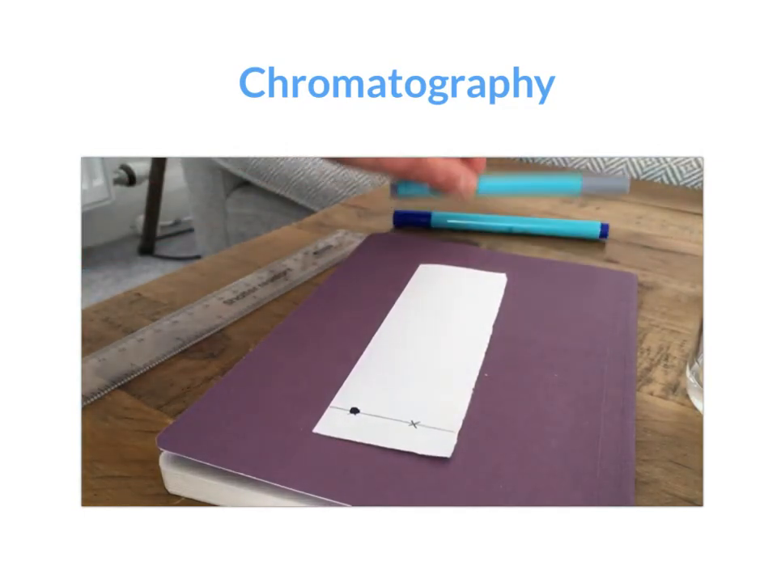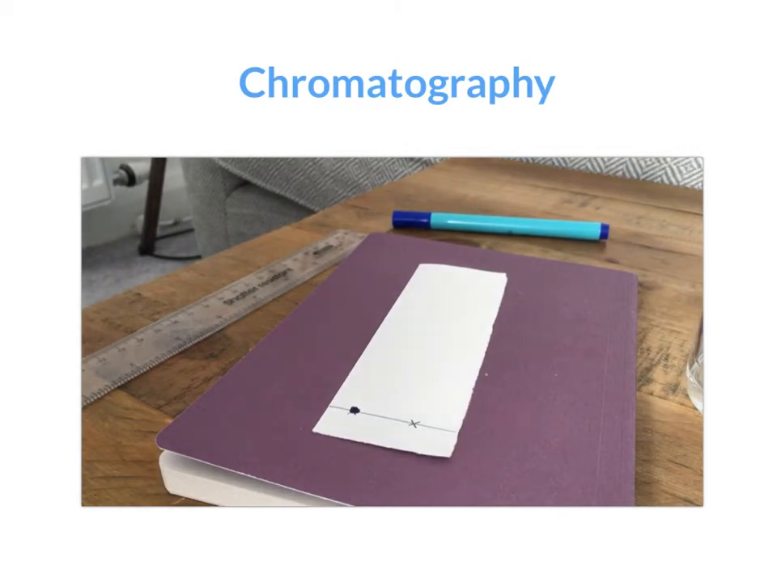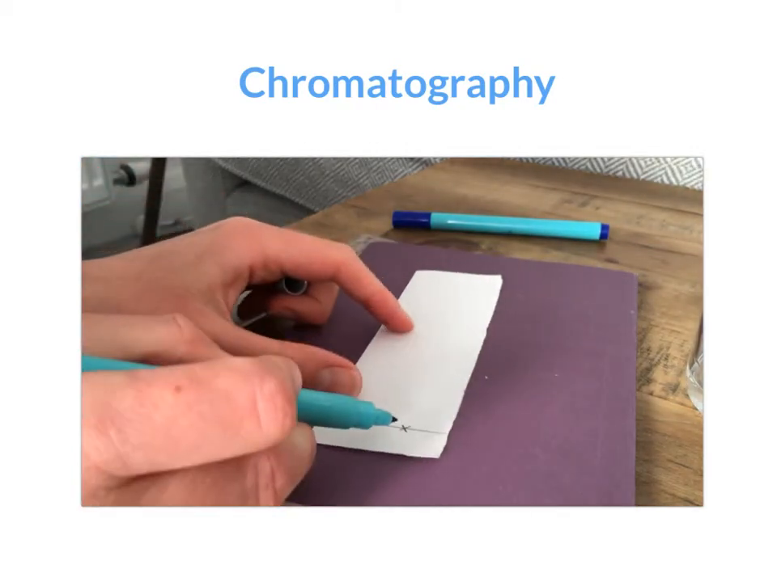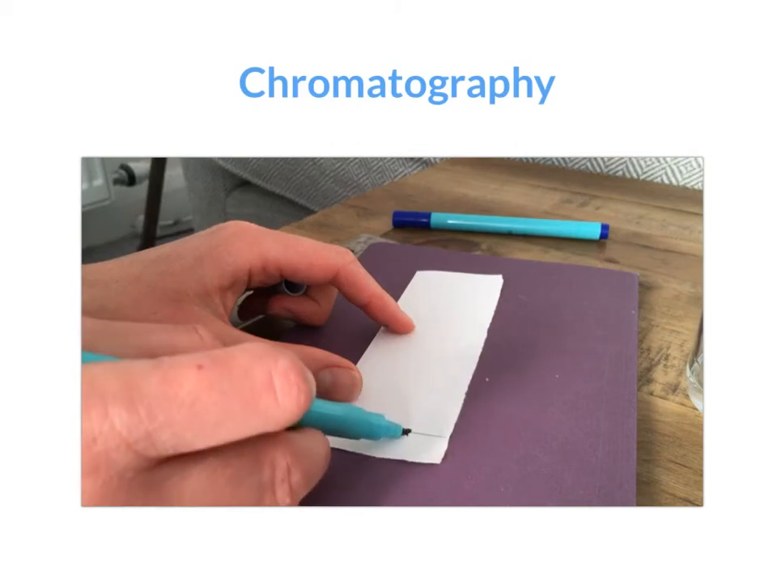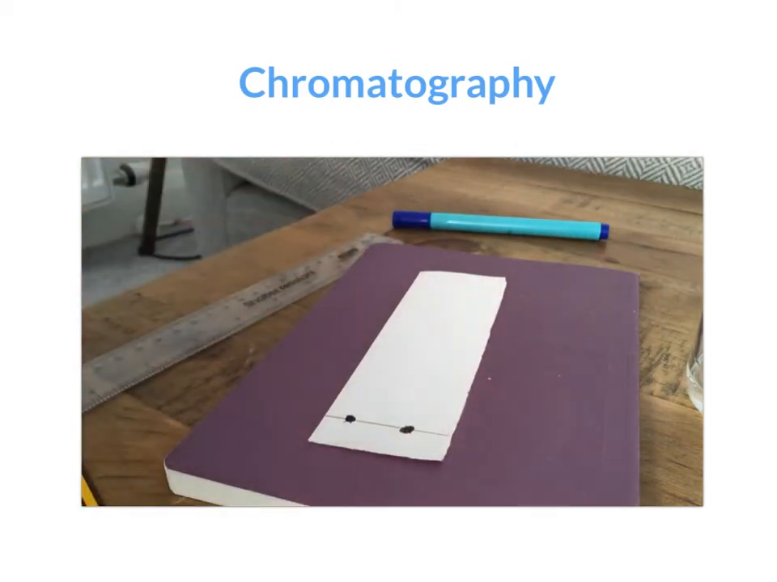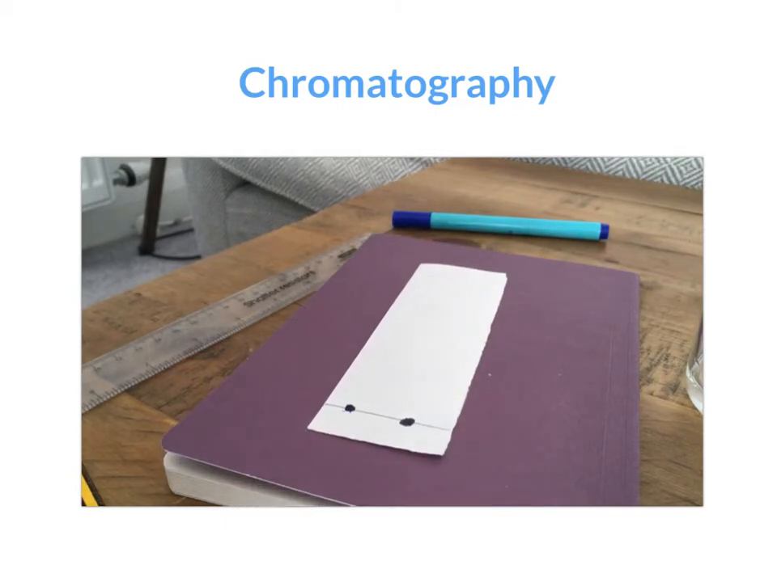So I'm going to do blue, and I'm also going to do grey. So again, on the center of this spot, I'm going to put a few dabs of my grey marker. Now if you had a solution, you might use what we call a capillary tube and just add a few spots into the center of your X.